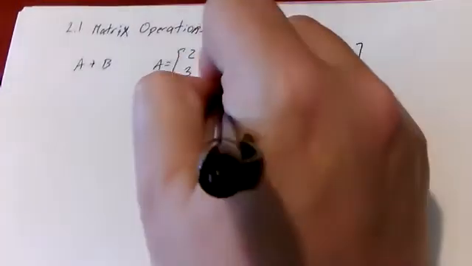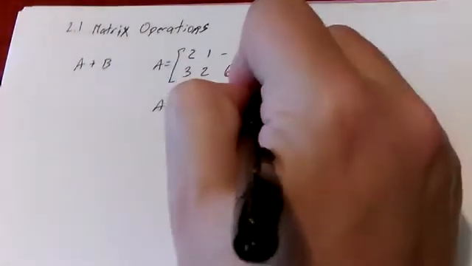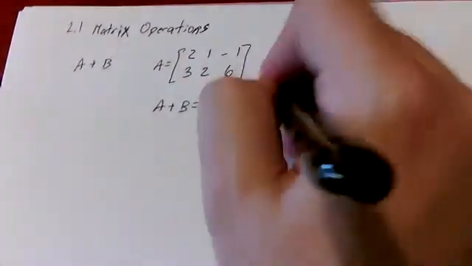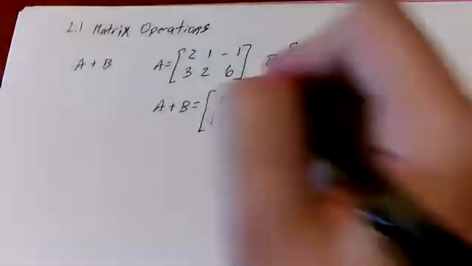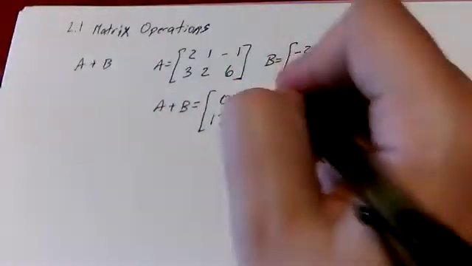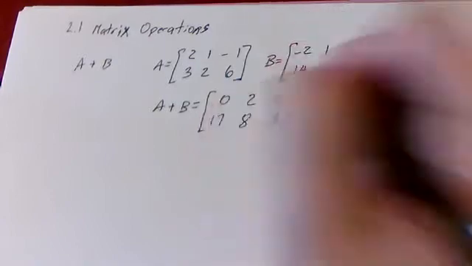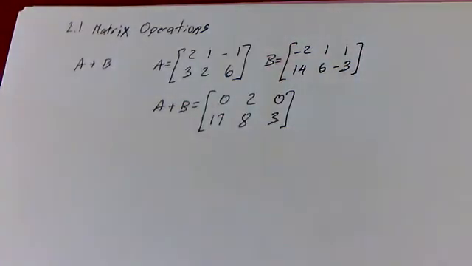So 2 plus negative 2 is 0. 1 and 1 makes 2. Negative 1 and 1 makes 0. Bottom row then, 3 and 14 is 17. 2 and 6 makes 8. And 6 minus 3 is 3. So there's my matrix A plus B.